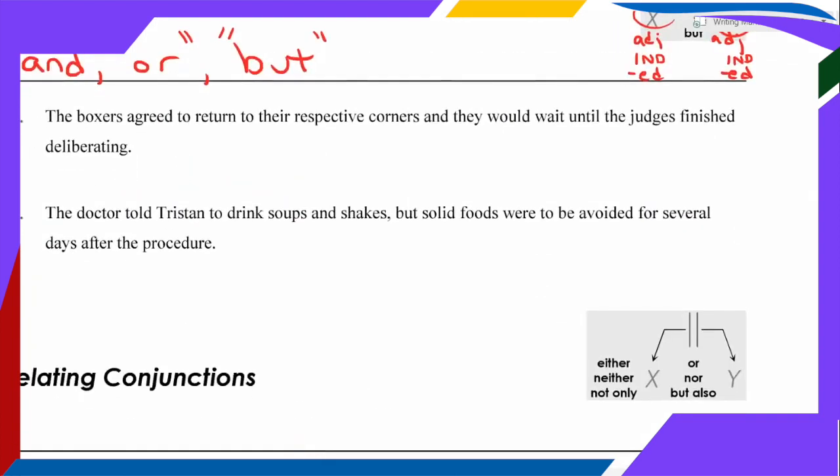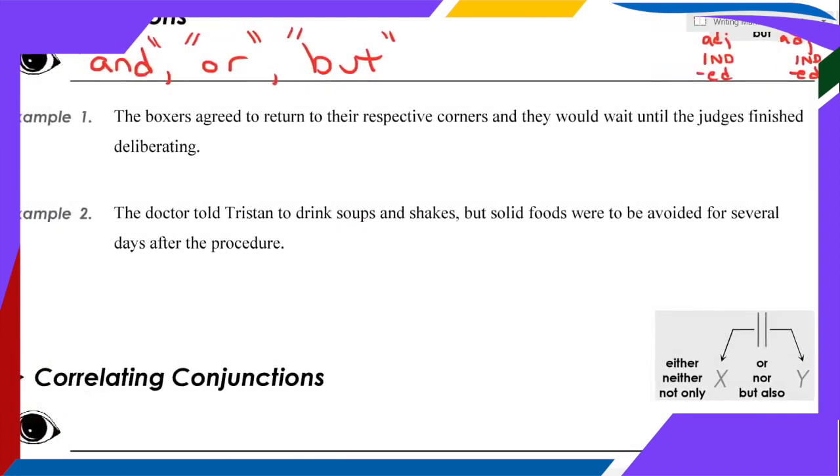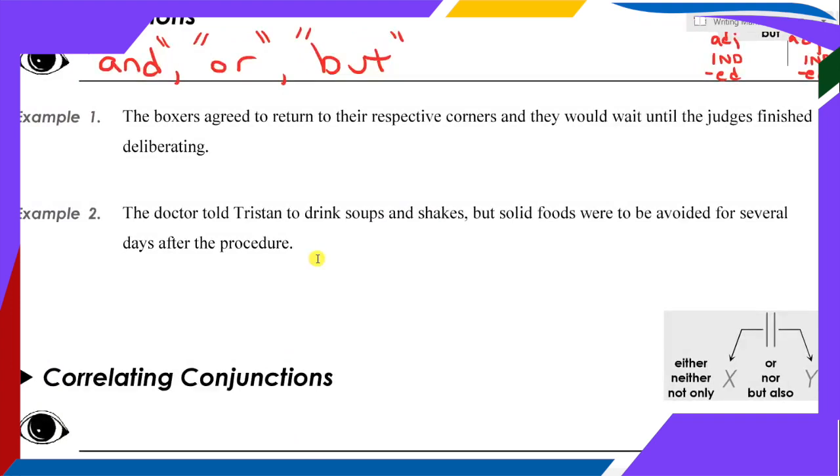So in examples 1 and 2, you might want to go ahead and do those right now. Pause the video if you would like. In example 1, we have, the boxers agreed to return to their respective corners, and they would wait until the judges finished deliberating. So here's our parallelism tip-off clue right there, the conjunction. So we need to look at the 2 things that are joined by this and figure out if they match. So what is this and joining? It is joining what the boxers agreed to do.